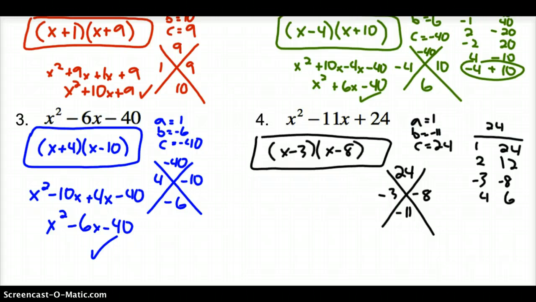And again, I'll check my work with FOIL. My first times first will give me x squared. My outsides will give me a negative 8x. Insides will give me a negative 3x. Last times last will give me a positive 24. And when I combine like terms, I can see that my answer is 100% correct.